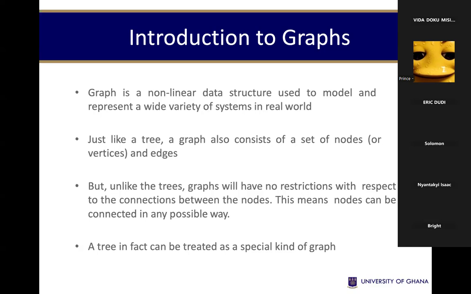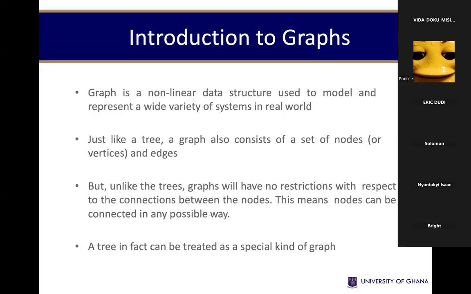So with regard to graphs, we're going to say that a graph is defined mathematically as a set of vertices, V, and a set of edges, E. So that's basically what should ring in your mind when we talk of a graph. But unlike trees, graphs have no restrictions with respect to the connections between the nodes. This means that nodes can be connected in any possible way you can think of, right?